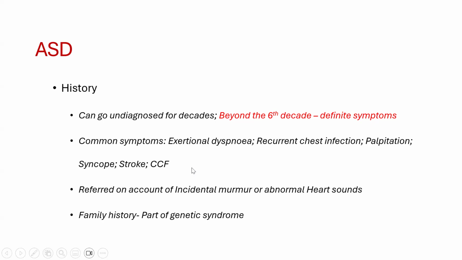Of course, once you have atrial arrhythmias, your cardiac output will drop as well. They may present for the first time with strokes from paradoxical embolisms, and then with established pulmonary hypertension, they may end up coming with symptoms of right heart failure. Occasionally, too, they will just come to us because somebody heard an incidental murmur or abnormal heart sound during a routine assessment. Or it may also be that patients are referred to you because of a family history of members of the family having atrial septal defect, which we have spoken about already.